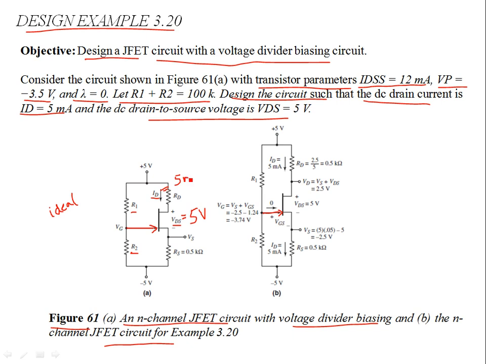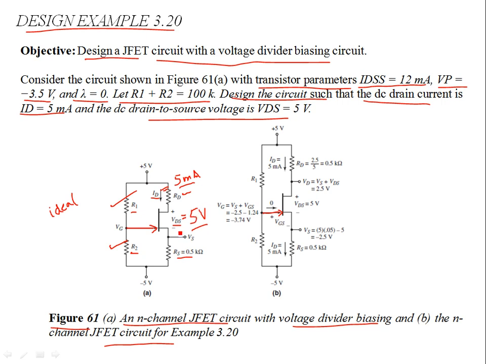By designing it means that you need to find those unknown resistances. What are the unknown resistances? You need to find R1, you need to find R2, RS is given, and you need to find RD, which ensures that the drain current is 5 milliamps for the given divider circuit, and VDS is biased at 5 volts. We are going to check whether this VDS is greater than VDS sat or not.